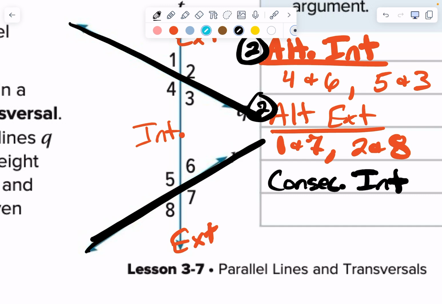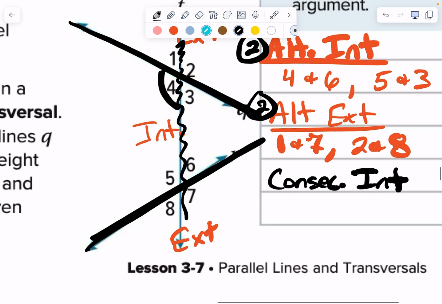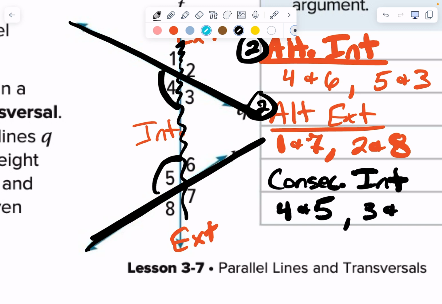interior. Consecutive means on the same side of the transversal. So here's my transversal. I want interior ones that are on the same side of the transversal. So what goes with 4? 4 and 5 would be consecutive because they're on the same side. What would go with 3? 6, right? Okay, 3 and 6. All right.